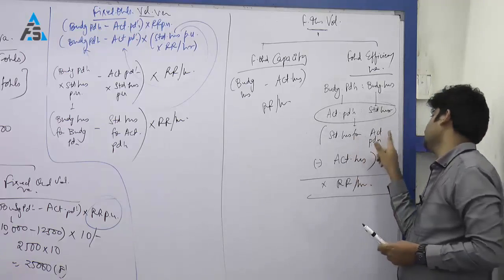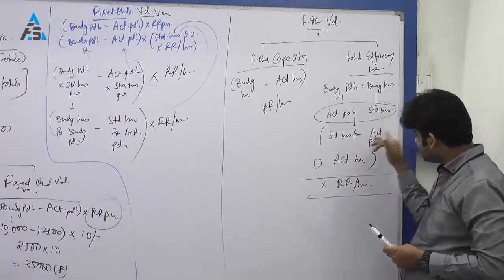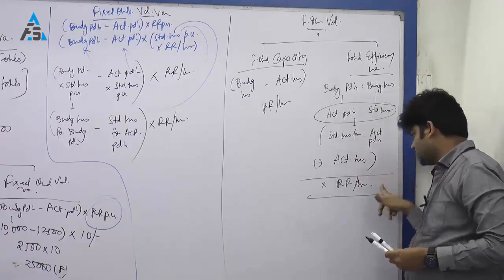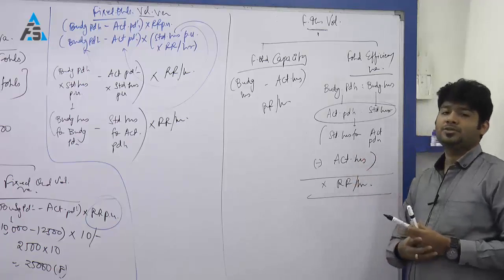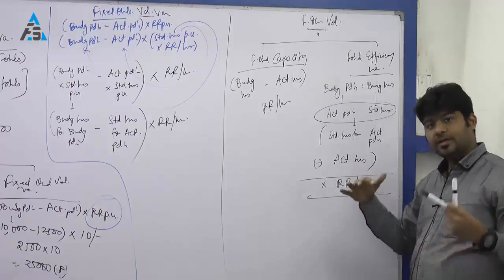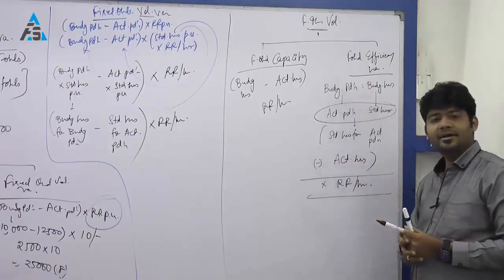If your standard hours for actual production is less, then in that case this is adverse variance, whereas if this is less, then it is a positive variance, because actually you've taken less time showing higher efficiency.